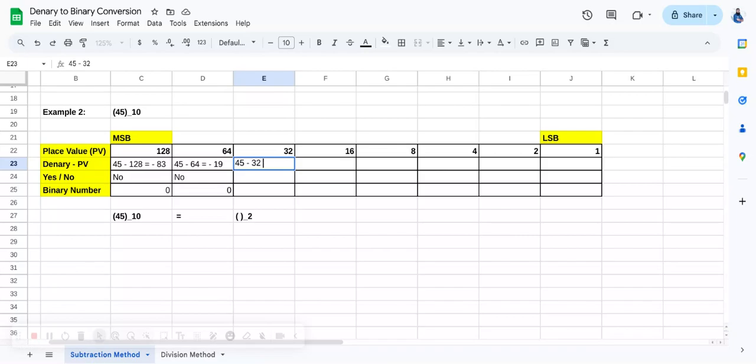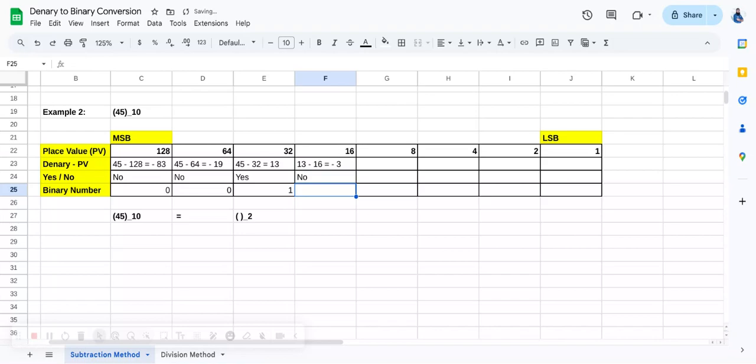45 minus 32 equals sign. We get here positive 13. So when we get positive number, we are going to write here yes, and the binary will be number 1. So going upward, now next column we are going to use this positive number, because this is the positive number. We don't need to look at 45 anymore. So 13 minus 16. When we solve this 13 minus 16, we got negative 3.